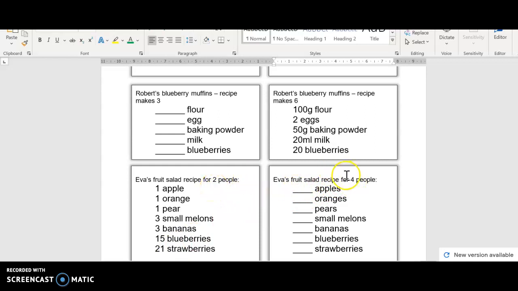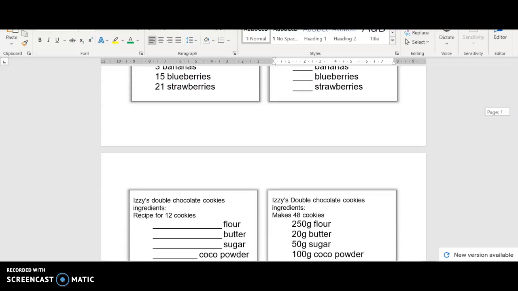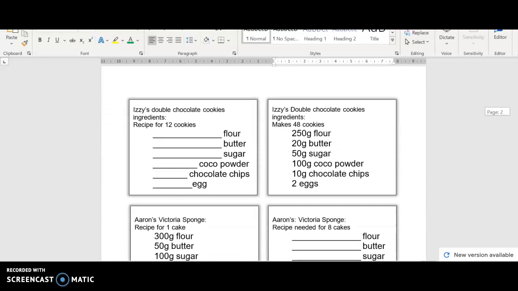The relationship between 2 and 4, well, 4 is double 2. So you're going to have to double all of these amounts. 2 apples, 2 oranges, 2 pears, 6 melons, 6 bananas. And I'm going to leave you to work out the blueberries and the strawberries. So it's going to be over to you for the rest of the questions.